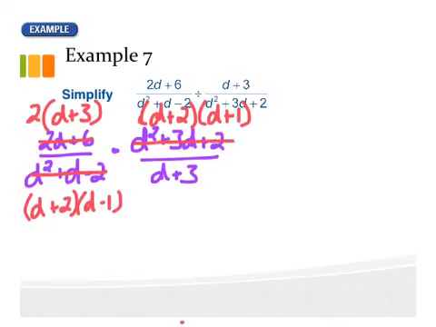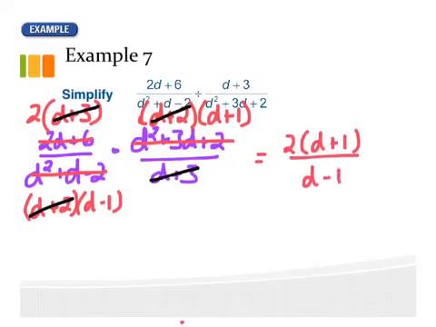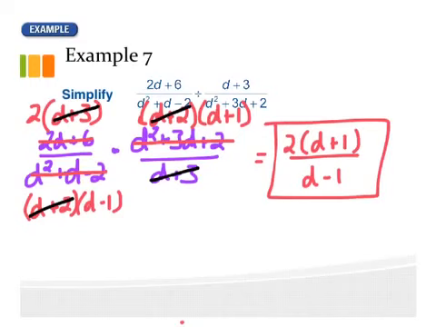Now I'm going to cancel any common factors. So let's see, d plus 3, d plus 3, d plus 2, d plus 2. It looks like that's all I've got. So let me write down what I have. In the numerator I have 2 and then d plus 1. And in the denominator I have a d minus 1. And that's it. That's my final answer because nothing else will cancel.